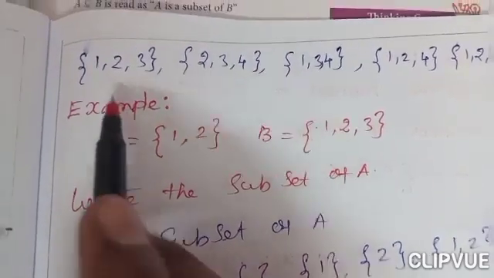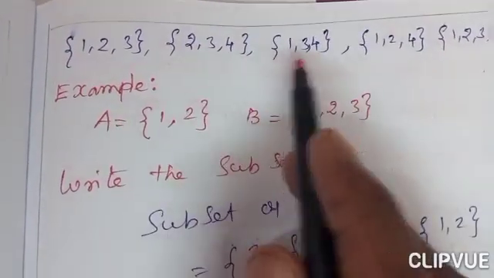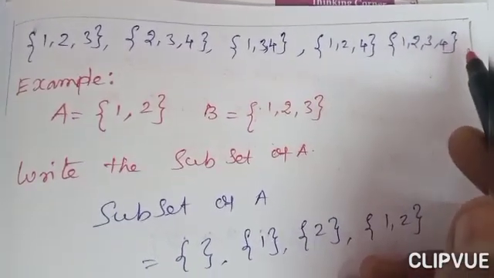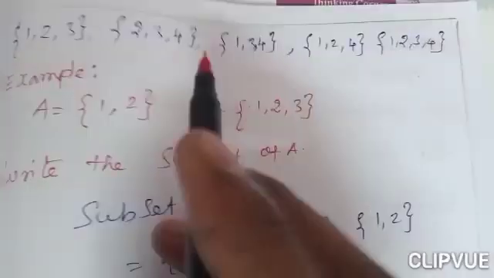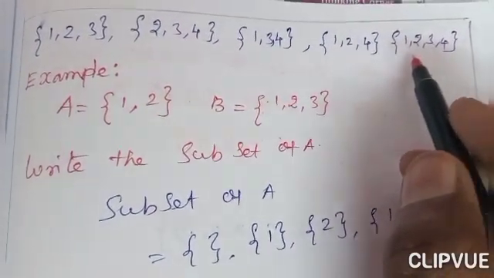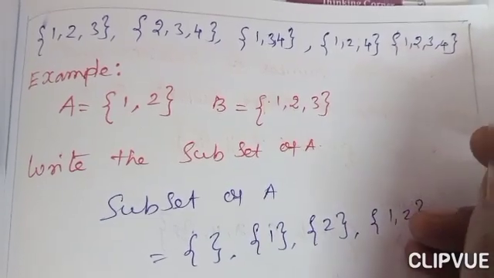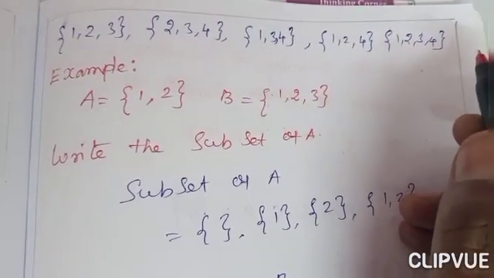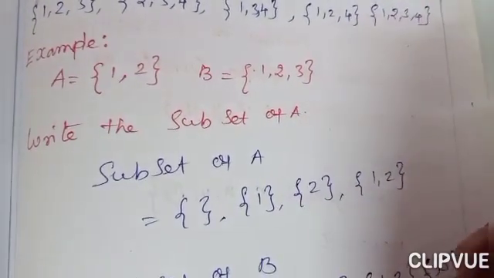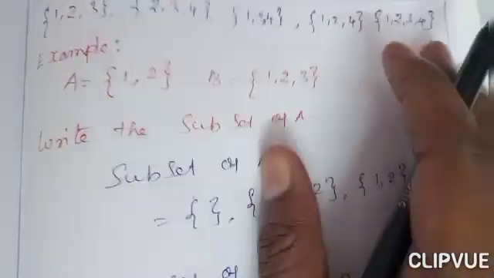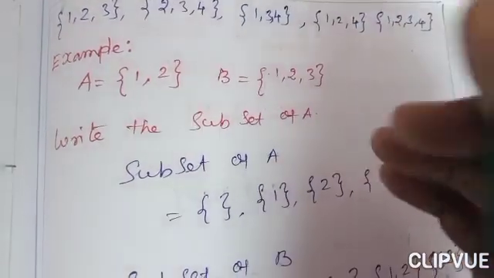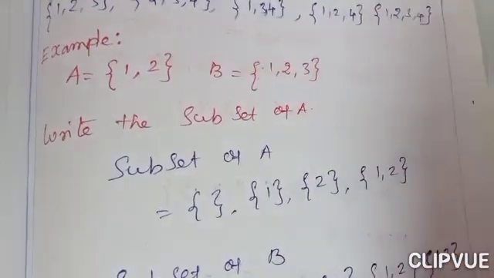Then 1, 2, 3, 2, 3, 4, 1, 3, 4, 1, 2, 4, and finally the set itself is also a subset of the given set. What is the given set? 1, 2, 3, 4. Here 1, 2, 3, 4 is also a subset of the given set. So this is an example for when one set is given. They will ask the question, find the subsets of a given set. In that case you have to begin with the null set.